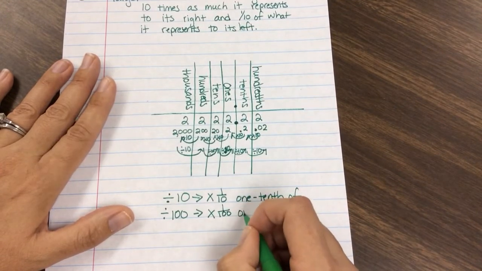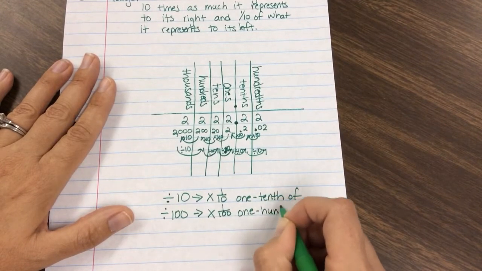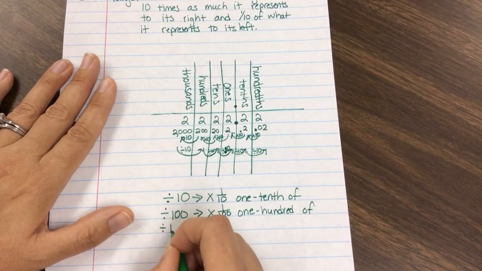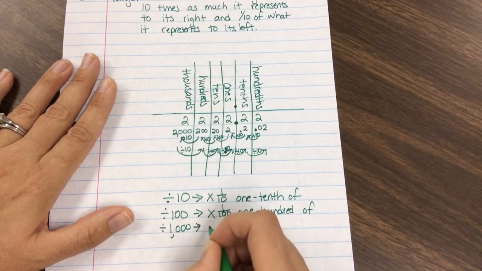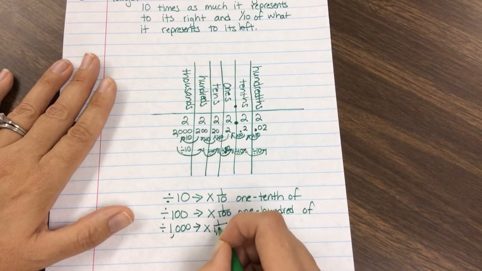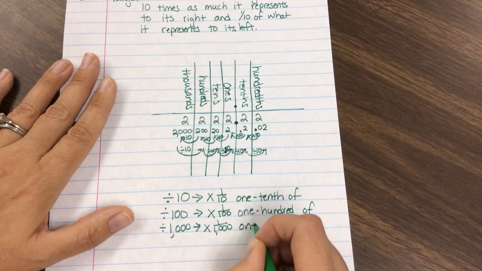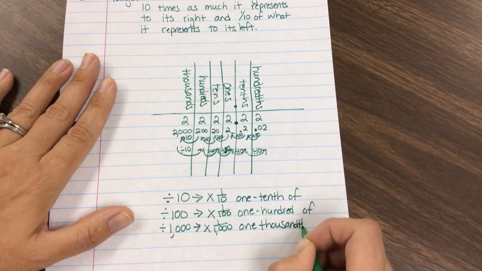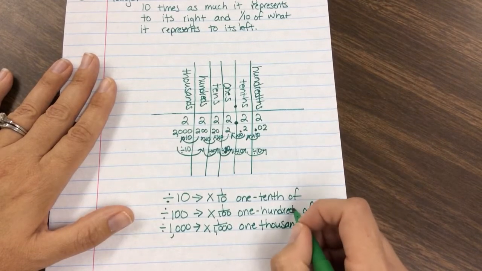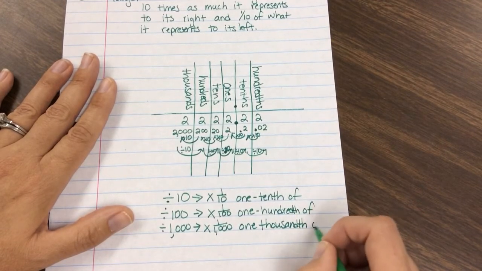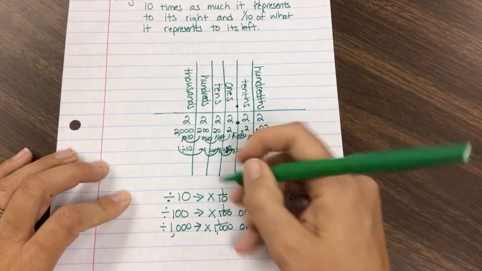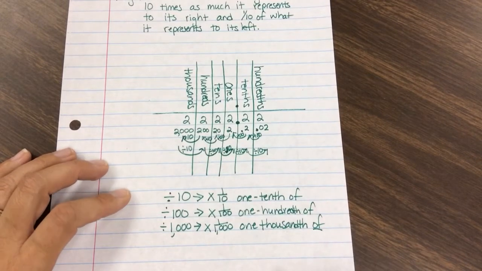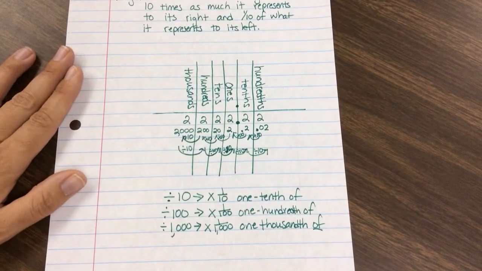And we read this as 1/100 of. How would we do 1,000? It's the same thing as multiplying by 1/1,000, and I can read that as 1/1,000th of. They're also learning that this multiplication symbol is read as "of." So that's a whole other new piece too.